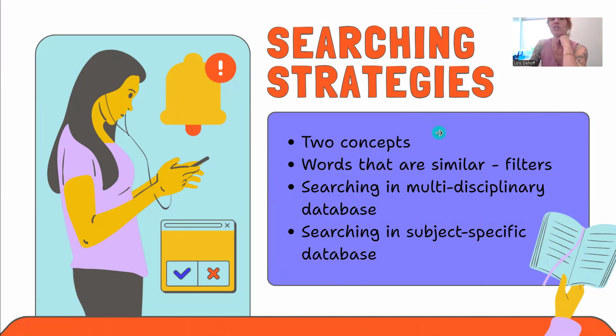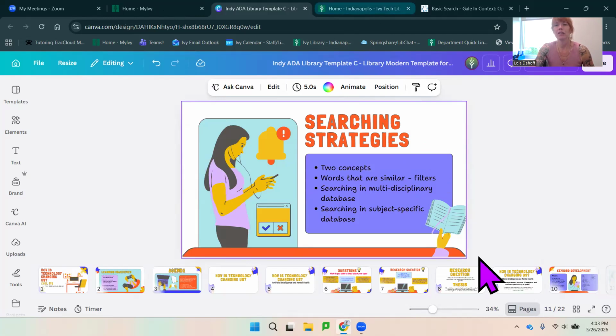We'll be looking at this in terms of two concepts, so two words or two sets of words. Then we'll be looking at other words, but applying different filters that will definitely make a difference in the search. We can search in multidisciplinary databases, meaning some databases that are more generalized. And then we can search in subject-specific databases, ones that are specifically made for certain topics and certain concerns. So let's go ahead and pop into the library.